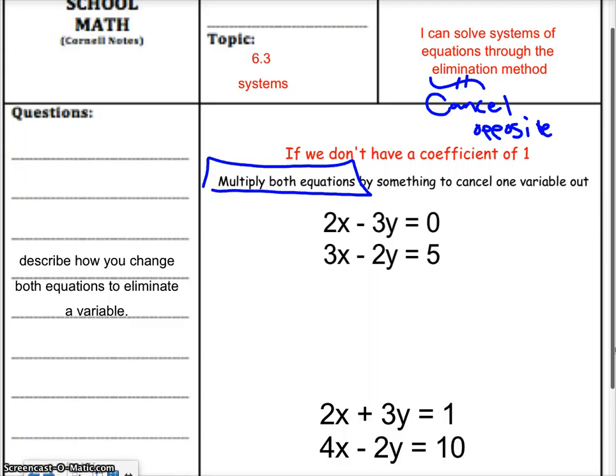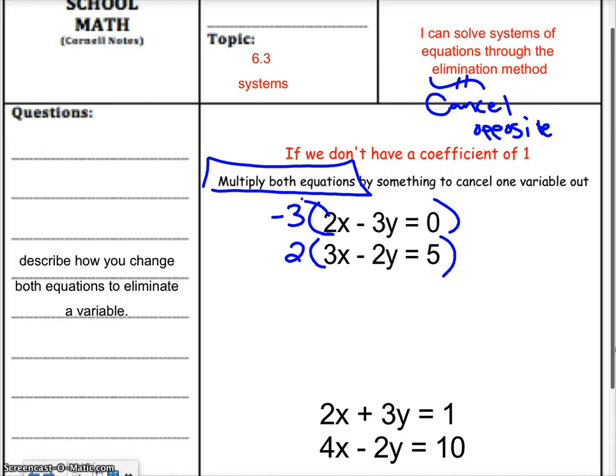So I want to turn 2 into a 6 and 3 into a 6. Except they need to be opposite. So I want to turn 2 into negative 6 and 3 into positive 6. So what do I need to multiply this by to turn 2 into negative 6? Negative 3. What do I need to multiply the bottom by to get to positive 6? 2. Okay.